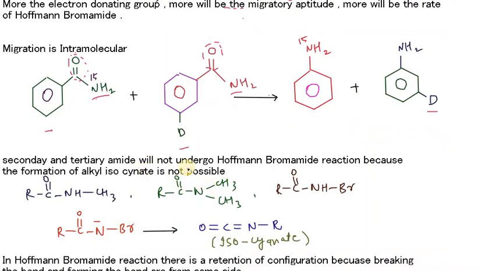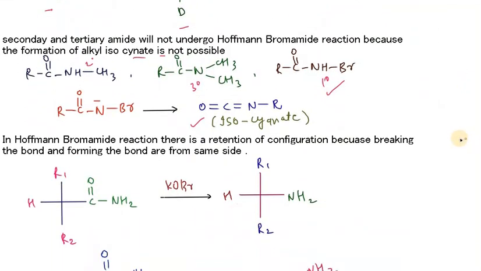Secondary and tertiary amides will not undergo the Hoffmann bromamide reaction because the formation of alkyl isocyanate is not possible. In the 1 degree amide there is a formation of isocyanate, and with the attack of hydroxide ion we can continue the reaction further. But with 2 degree and 3 degree amides, we cannot continue the reaction. Only in the case of a 1 degree amide can the reaction proceed further.